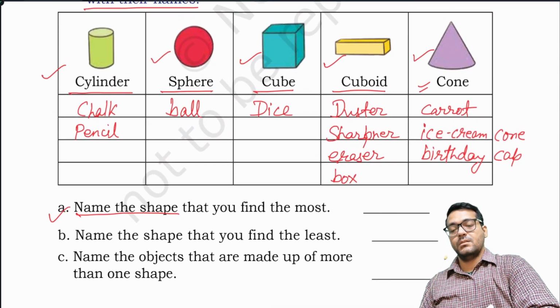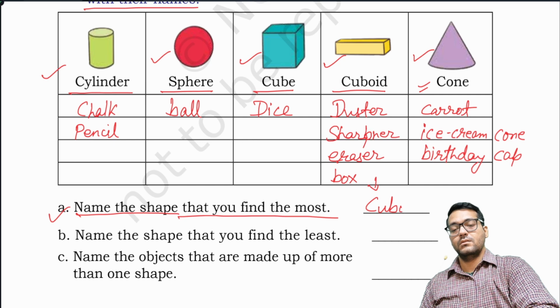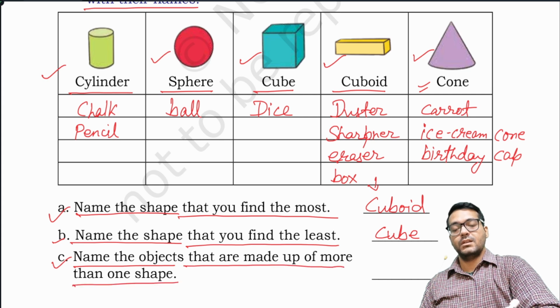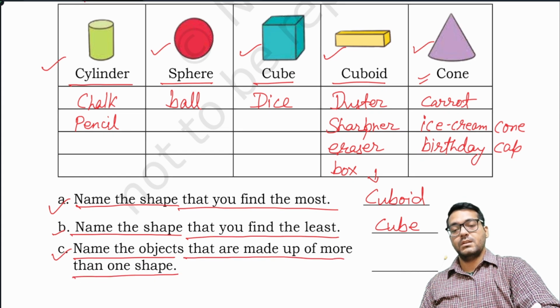A. Name the shape that you find the most. You will find cuboidal shaped things most. B. Name the shapes that you find the least. You will find cube shaped things least. C. Name the objects that are made up of more than one shape. Things around you such as fan is made up of different shapes: cylinder, sphere, cuboid.